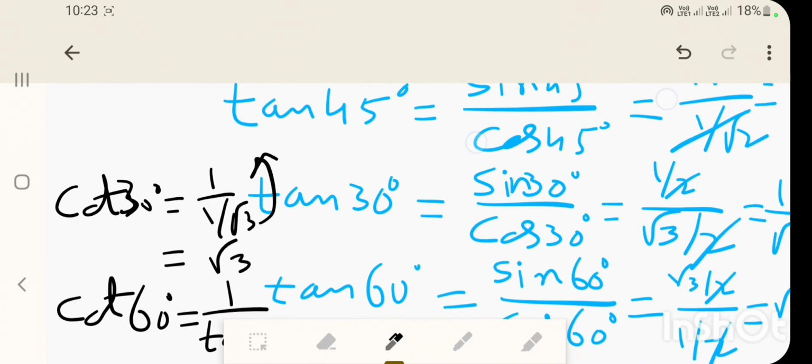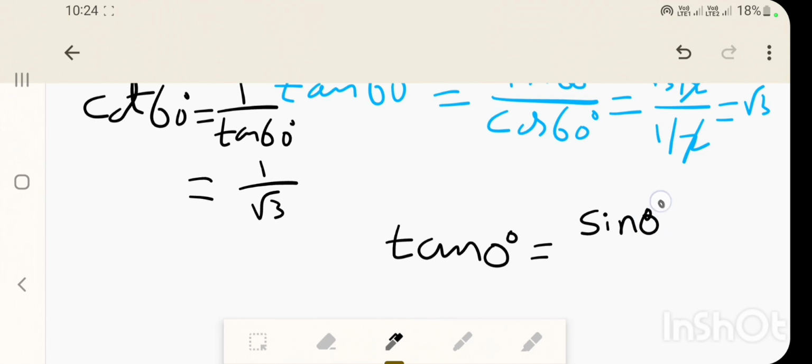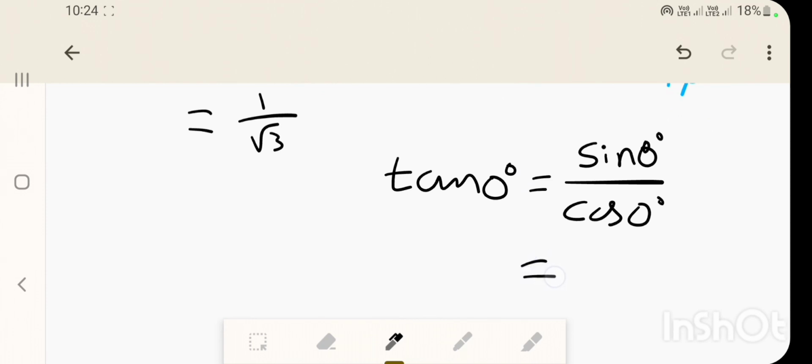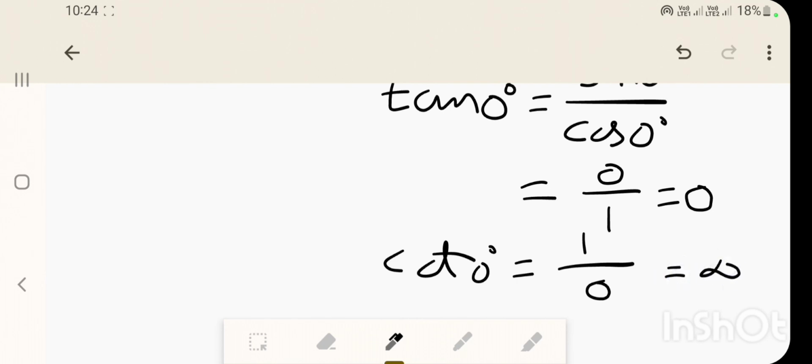Now cot 0, and tan 0. Tan 0 is nothing but sin 0 degrees divided by cos 0 degrees. Sin 0 is 0, divided by cos 0, which is 1. 0 by 1 we get as 0. Whereas cot 0 degrees is nothing but 1 by tan 0, that is 1 by 0, and we get infinity. Okay.